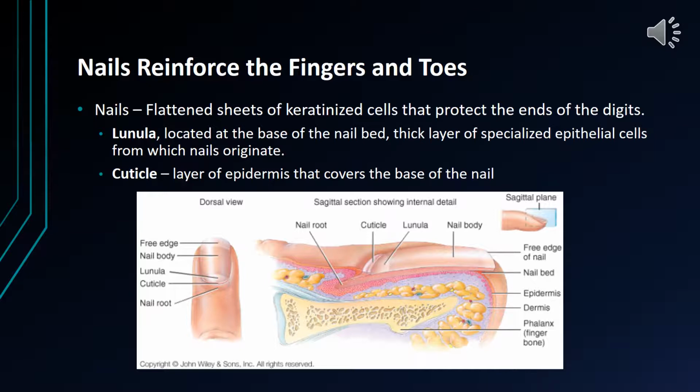And both of these structures are clearly labeled in the diagram below, so you can see the nail root, the cuticle, the lunula, and the nail body, or the actual nail itself. And then you can see the epidermis and the dermis, which is the layer from which the nail grows. And then you can see the finger bone within this finger.